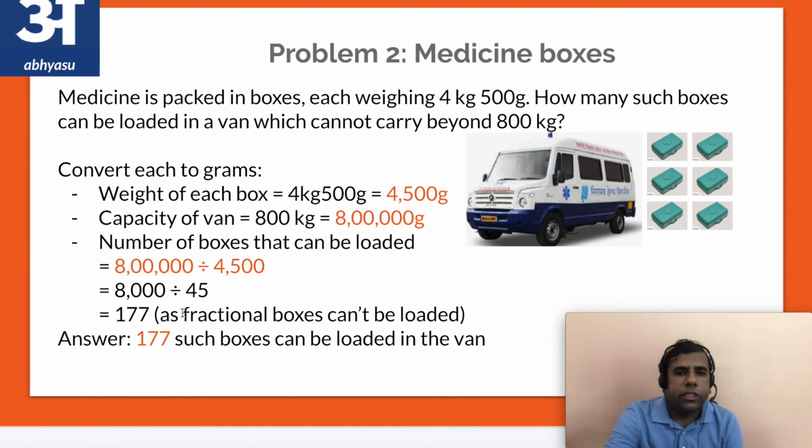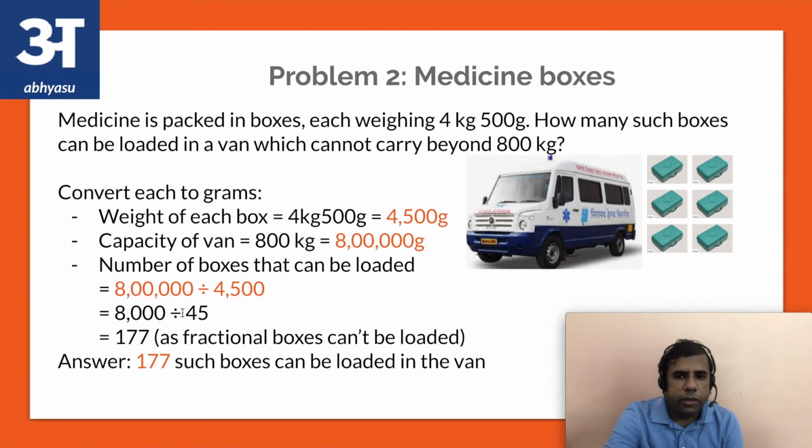If you do the division here, you can see that 8 lakh divided by 4500 will be the number of boxes. Remove 2 zeros from each side, it will be 8000 divided by 45, which will be 177. We are ignoring any remainder of the division here because a fractional box cannot be loaded. So 177 such boxes can be loaded in the van.